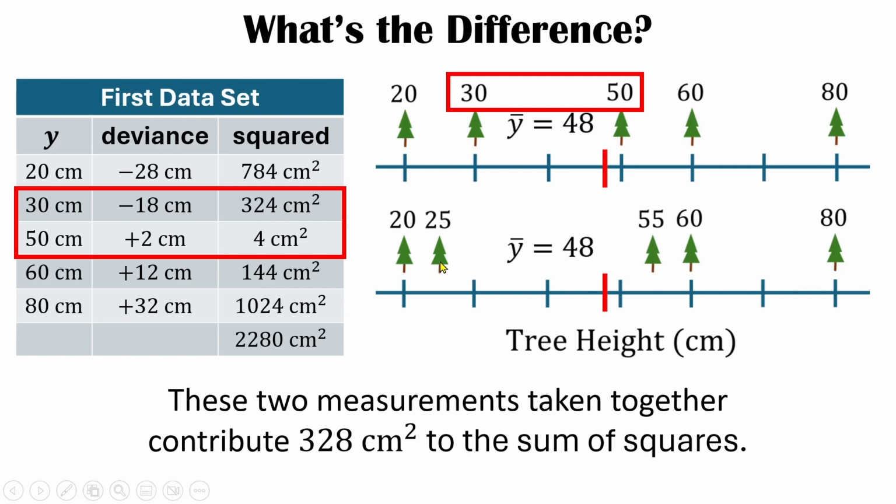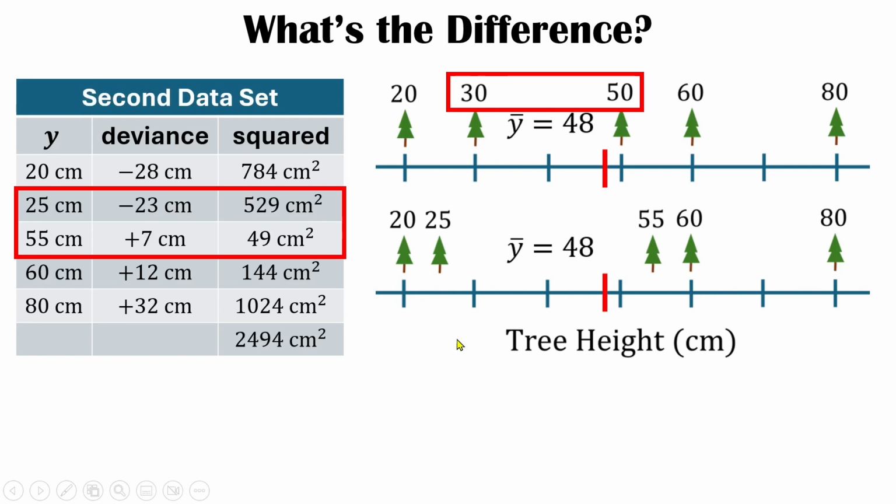And why is that? Because these two values are further from the mean compared to their counterparts in the first data set. So looking at these two, we can see essentially it's as if this tree was replaced by a tree that is a bit smaller, and the second tree was replaced by a tree that was a bit bigger. We basically moved these two measurements further away from the mean.